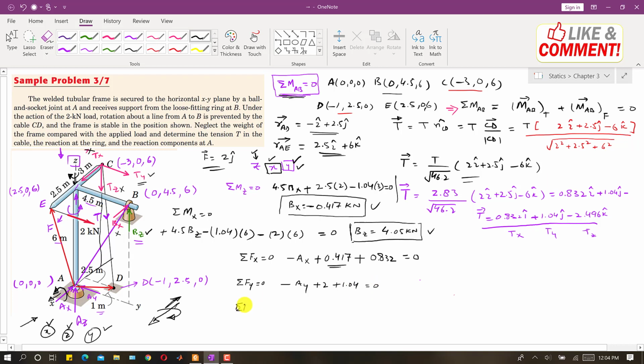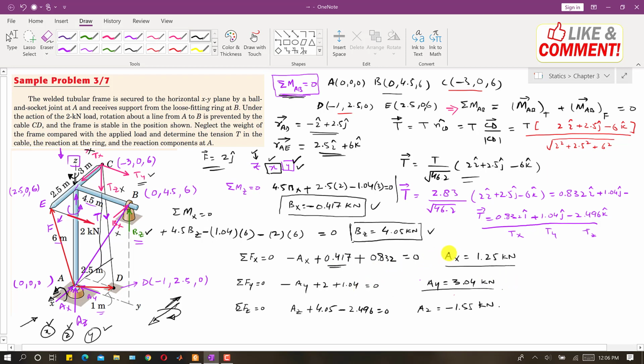And if we apply the summation of forces along the z axis equal to 0, this az is in the positive z direction, so I will write plus az plus bz, and we know the magnitude of bz is 4.05, so I will write plus 4.05. And tz is in the negative direction, so I will write minus tz, which is 2.496. So when we solve these three equations, three unknowns, we will find the reactions at point A along x, y and z. So let me solve it.